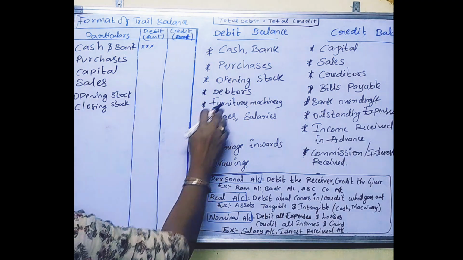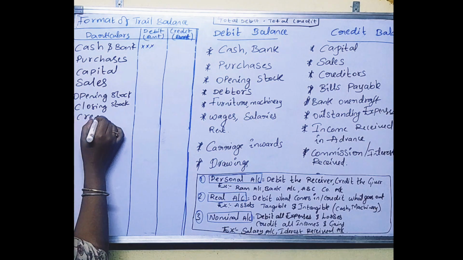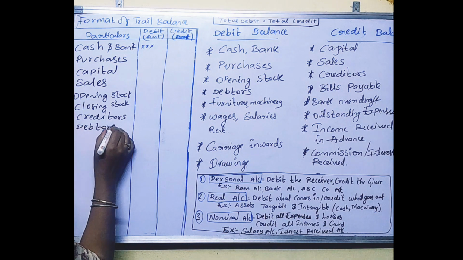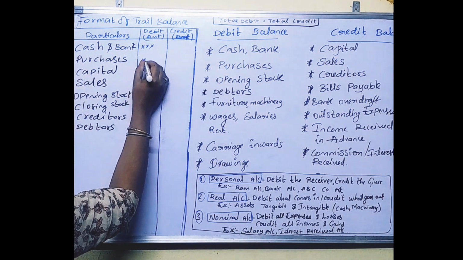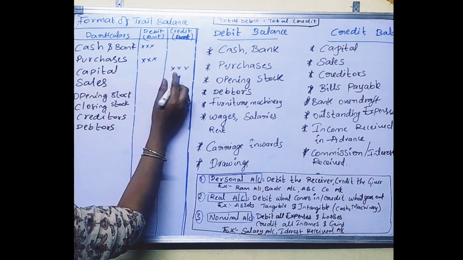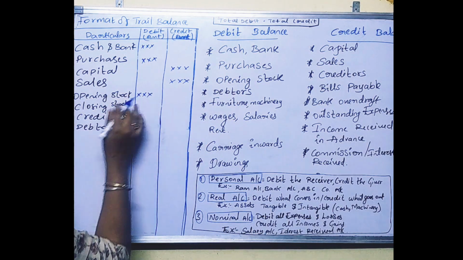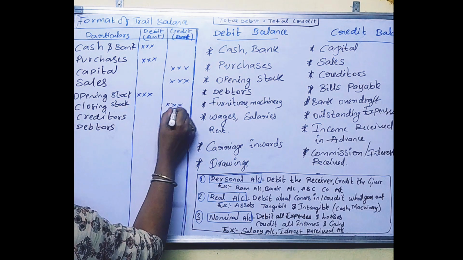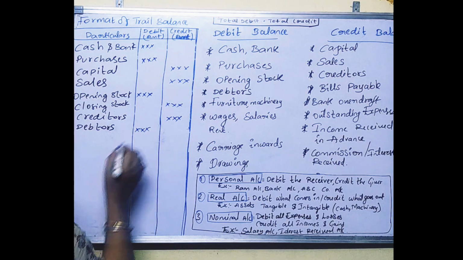Amount on credit side. Now sundry creditors and sundry debtors, you can write creditors and debtors. So guys, please tell me, purchases I am writing here in the balance sheet; capital and sales amount I am passing in the credit side, right? Opening stock I am passing on the debit side. Closing stock I am passing on the credit side. Creditors on credit side, debtors on debit side.